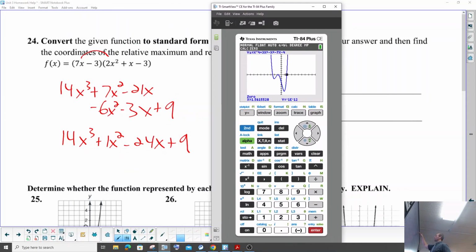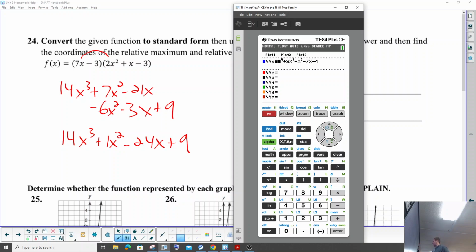So if you grab both of them, you can tell if you actually did the standard form right on the test. So we go parentheses 7x minus 3 times 2x squared, right arrow, plus x minus 3. There's that one to get the maximum minimum. Let's see if we graphed it right. If we graphed it right, it should match up exactly. So 14x cubed, right arrow, plus 7x squared minus 21x.